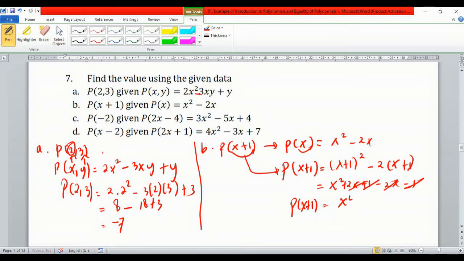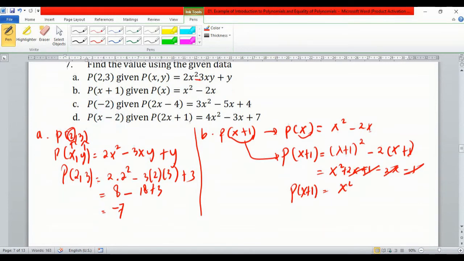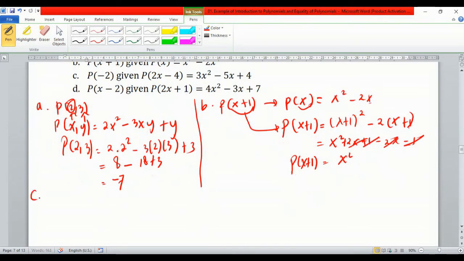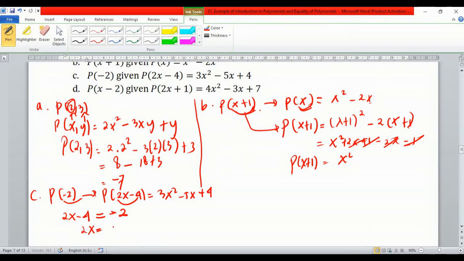Okay, how about number C? For number C, they're asking about p(minus 2) from p(2x minus 4) equal to 3x squared minus 5x plus 4, everyone. First of all, you need to solve that 2x minus 4 is equal to minus 2, right? This one is still the same as this one. Then you will get 2x equal 2, and then you will get x equal 1. You need to substitute all the variable x with 1.